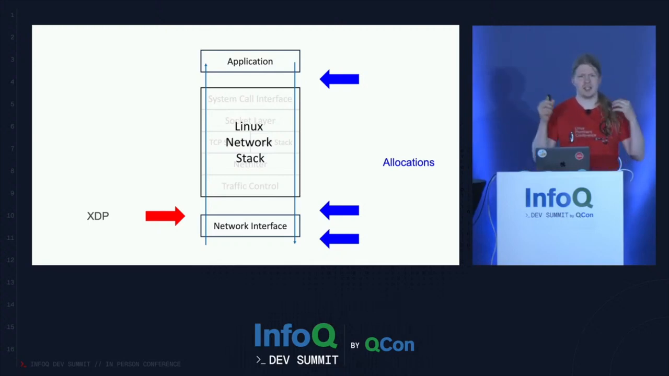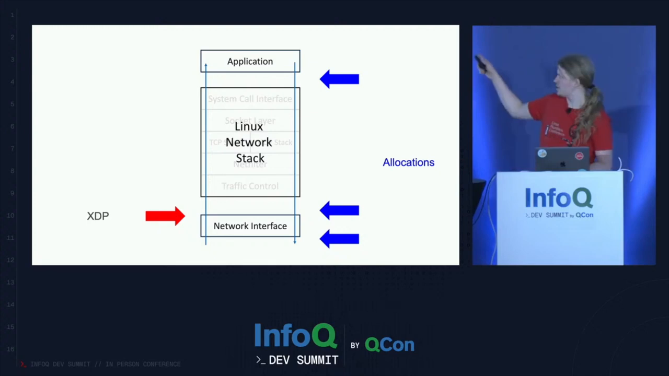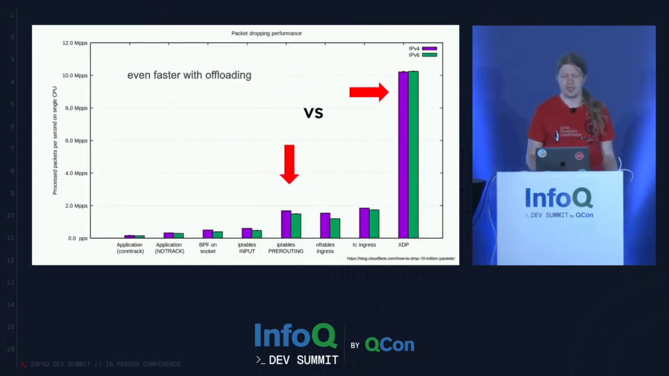So you want to have as few allocations as possible because allocations just cost cycles. And if you do it up there at the application layer, you have a few allocations, and especially there it's even more expensive. But when we cut it early, we can block the packets at the speed of your network connection. And you can do it even faster with offload.